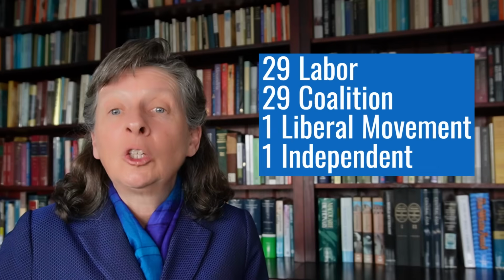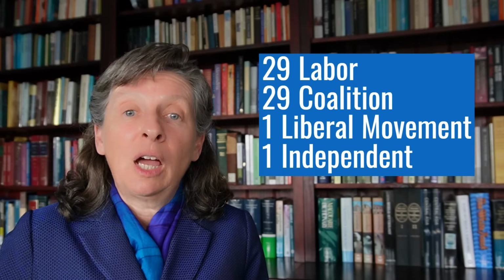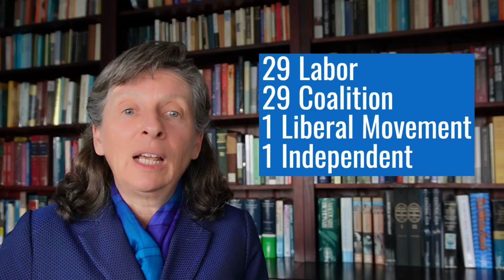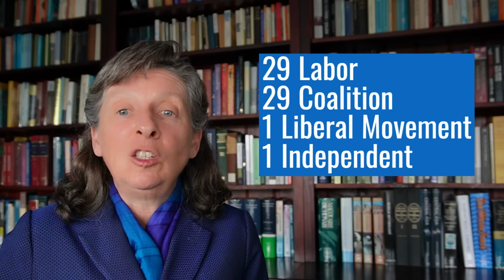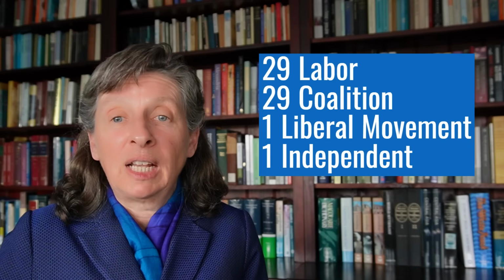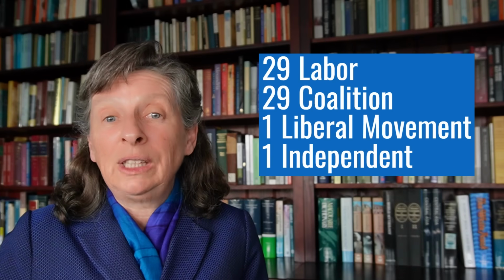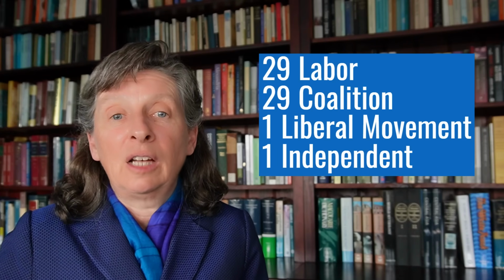The 1974 double dissolution election resulted in a Senate comprised of 29 Labor members, 29 coalition members, 1 Liberal Movement member, Steele Hall, and 1 independent, Michael Townley from Tasmania, who later rejoined the Liberal Party on the 11th of February 1975. The Democratic Labor Party, the DLP, lost all its seats in the Senate.